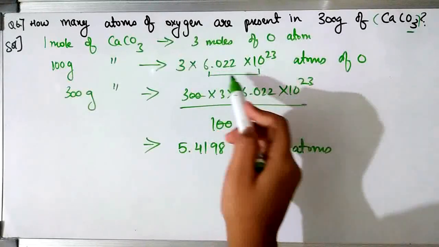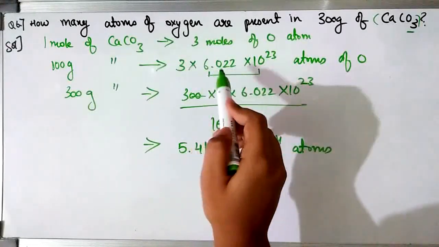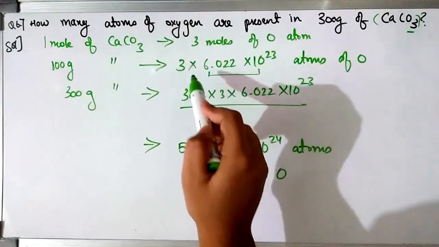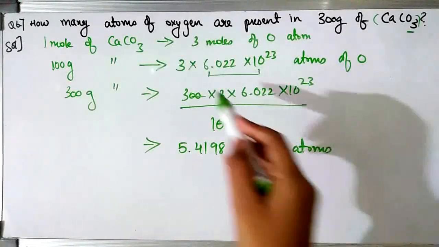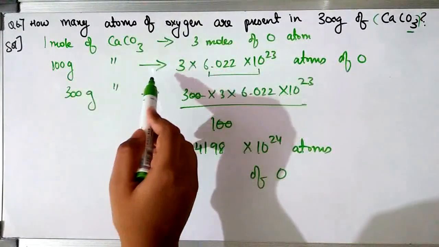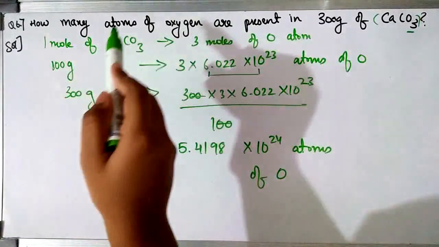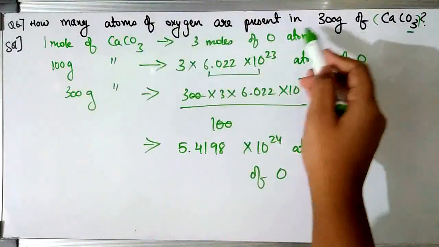And the value of 1 mole is the Avogadro number, that is 6.022 into 10 to the power 23. So 3 moles means 3 into that many atoms of oxygen. So that is present in 100 gram. But we have to find out the number of atoms of oxygen which is present in 300 gram.